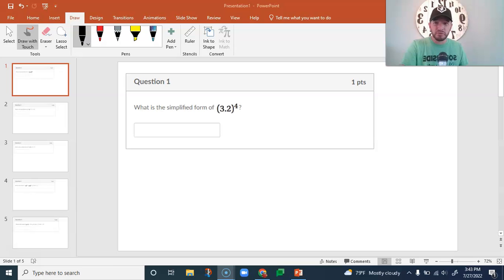And we're talking about order of operations today, and in this case, you're going to need to know PEMDAS. Also, two things beforehand.